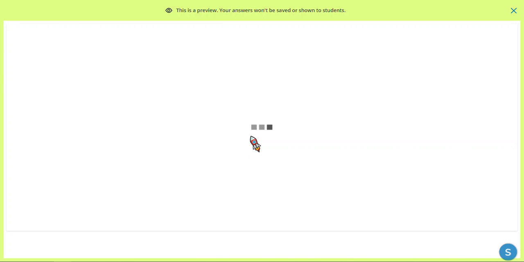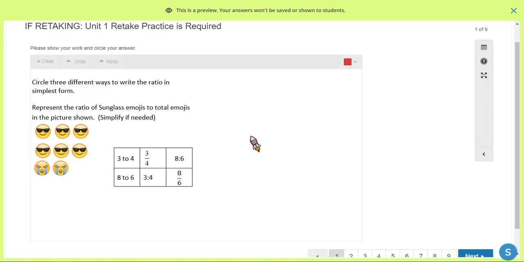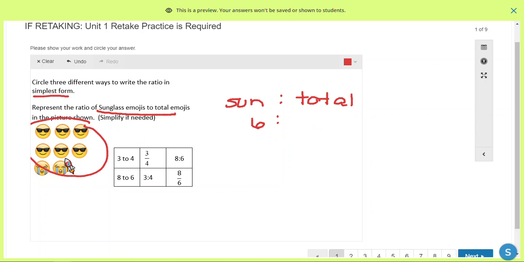So the first question that you needed to do whenever you were solving these problems says circle the 3 different ways to write a ratio in simplest form. So we're going to pay attention to that simplest form, and it wants the sunglasses emojis to the total emojis. So I'm going to write sun to total. If I look at the sunglasses emojis, there are 6 of them. To the total emojis is all of the emojis, so there's actually 8 emojis there.